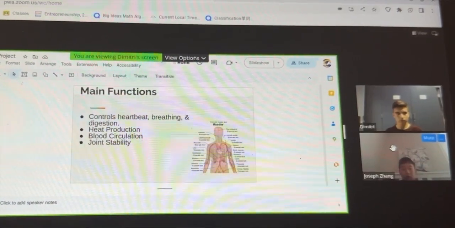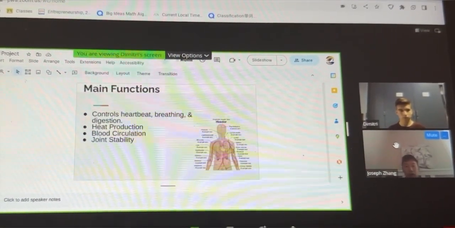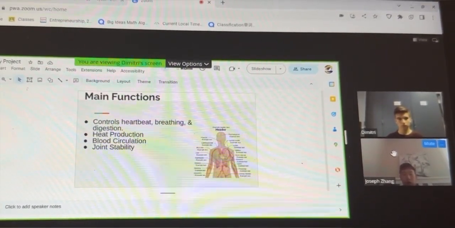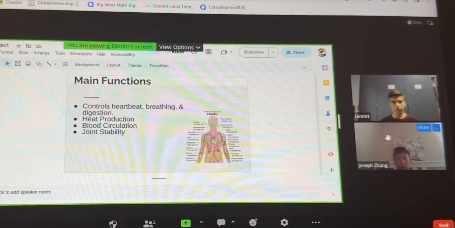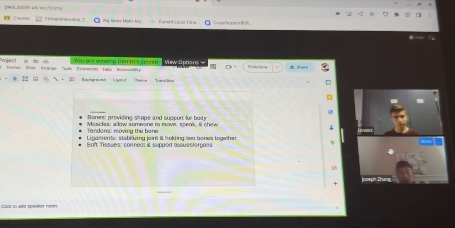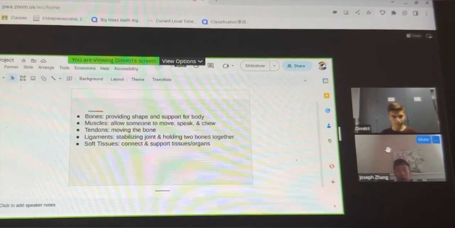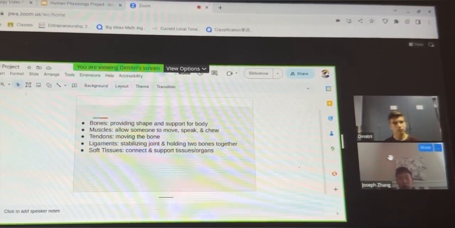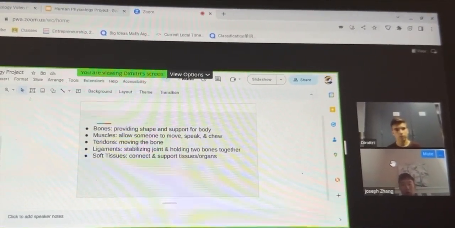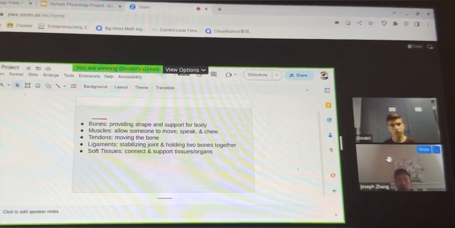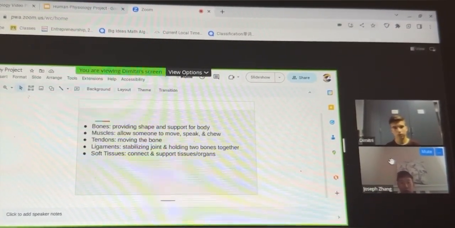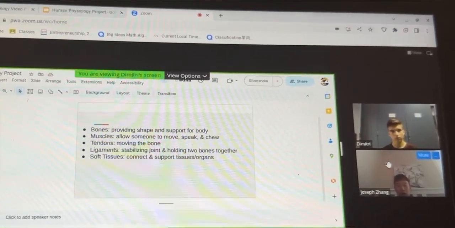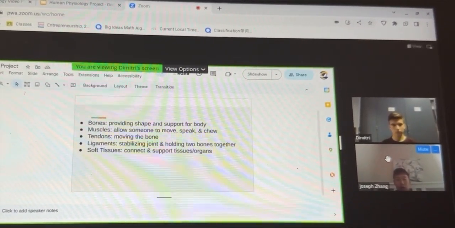The functions include controlling heartbeat, breathing, and digestion, heat production, blood circulation, and joint stability. And these are the organs of the muscular system. They include the bones, which provide shape and support for the body; the muscles, which allow a person to move, speak, and chew; the tendons, which move the bones; the ligaments that stabilize the joint and hold the 2 bones together; and soft tissues that connect and support the tissues/organs.